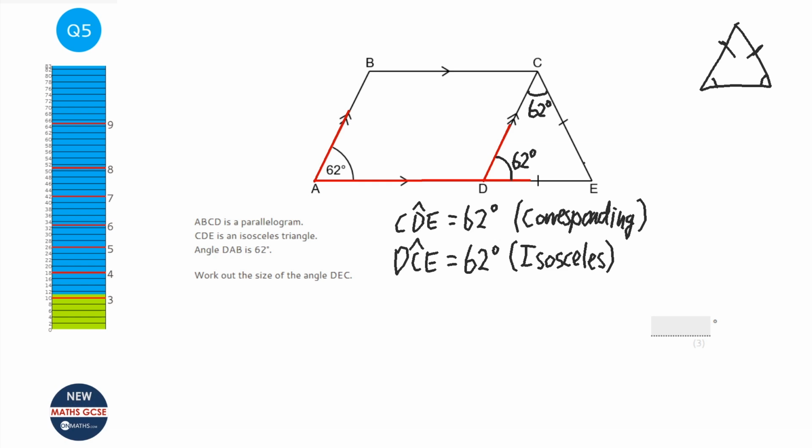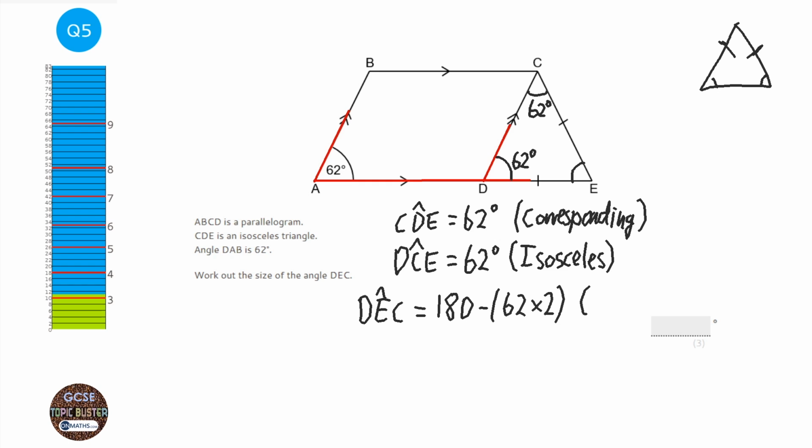So to work out angle DEC, that's what it says in the question, angle DEC is going to be 180 take away 62 times 2.